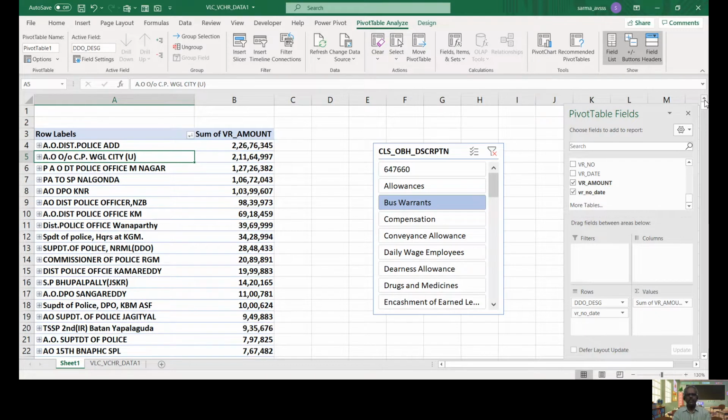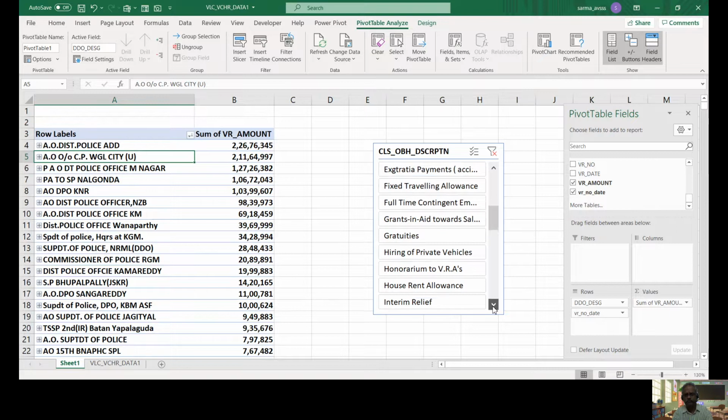Those who are auditing the police department specifically know what objections we can write on bus warrants. But in the absence of data, maybe they are not able to identify all the issues pertaining to all the DDOs of the police department against this object head. Now a clear picture has emerged before us: these are the DDOs, this is the amount they spent, and this is how the process should go. That means this amount has to go to the road transport corporation, whether it has gone or not, like that.